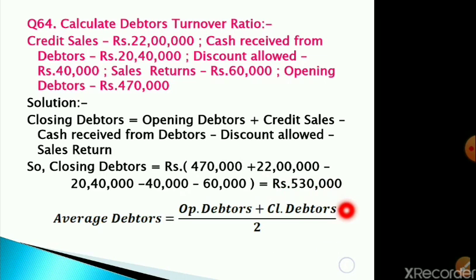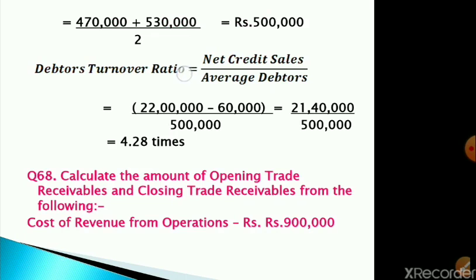Now let us find out the average debtors. So opening debtors, that is 4,70,000 plus closing debtors 5,30,000 divided by 2, which is rupees 5 lakh. So now the formula for debtors turnover ratio is net credit sales divided by average debtors. So net credit sales, how to find out the net credit sales? From the credit sales, we'll deduct the sales return amount. So 22 lakh minus 60,000 divided by 5 lakh, that is equals to 21 lakh 40,000 divided by 5 lakh, which is 4.28 times.